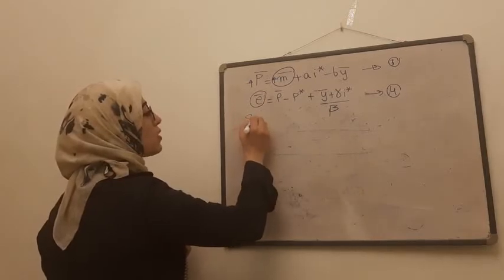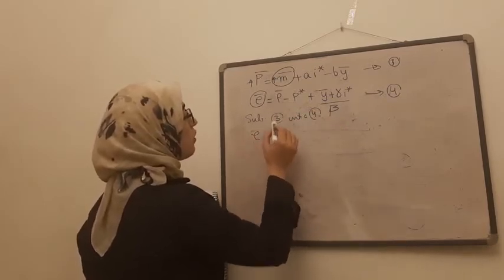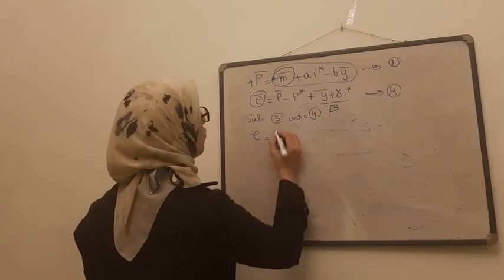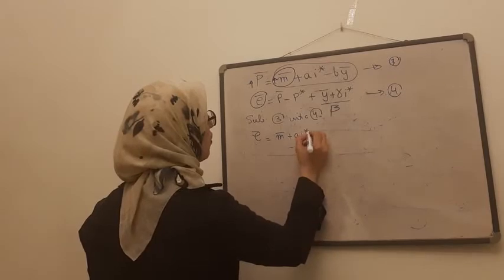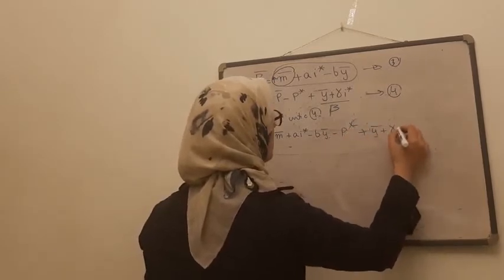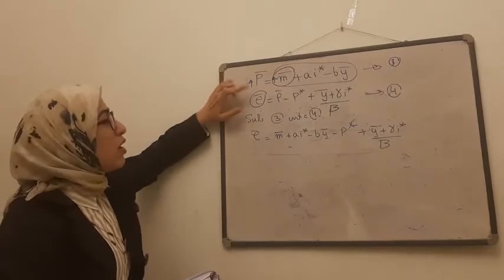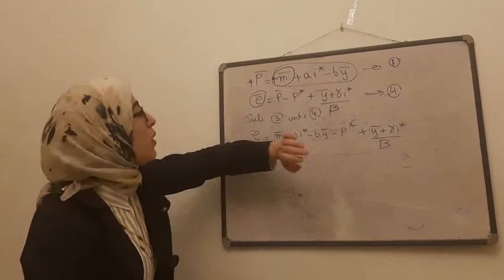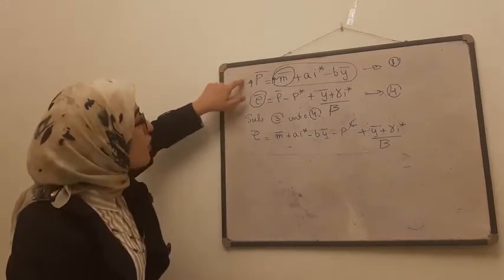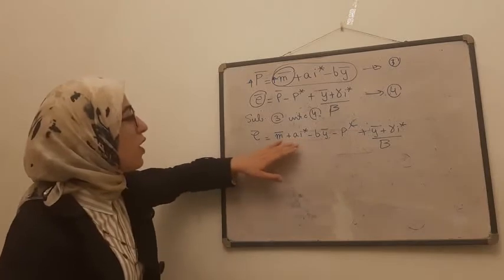If I tell you to substitute equation 3 into equation 4, then you can write E bar is equal to, and then you substitute this equation in place of P bar. So it's equal to M bar plus A I star minus B Y bar, minus P star plus Y bar plus gamma I star over beta. What I did again: these equations give us P bar and E bar in the long run as functions of M, I, and Y. Here I have E as a function of P, P star, Y, and I. Now, if you substitute equation 3 into equation 4, you get E bar as a function of Y, I, M only.